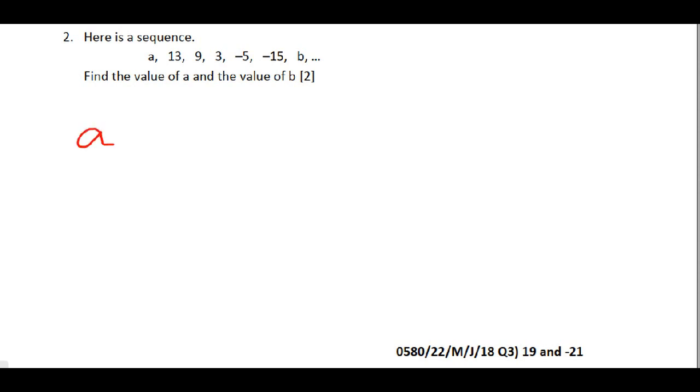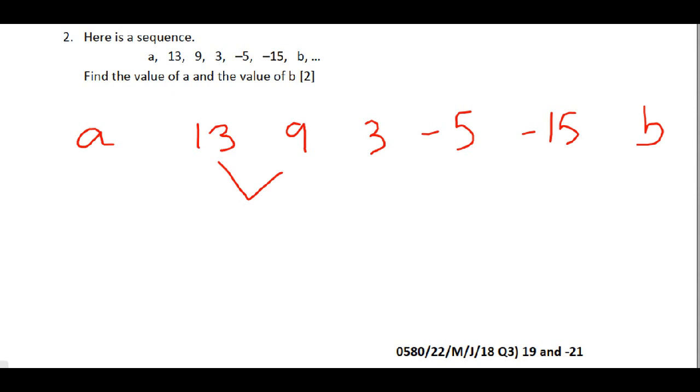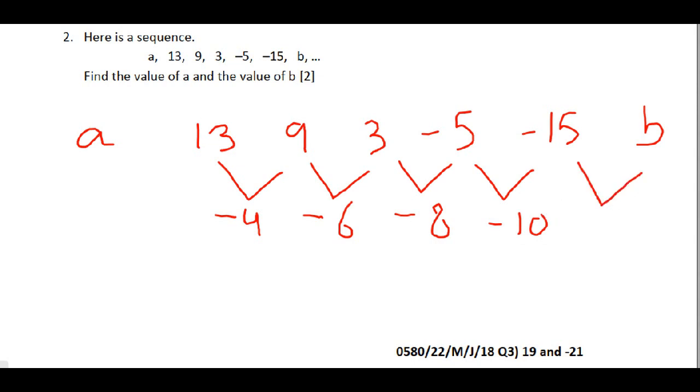Here is a sequence A, 13, 9, 3, minus 5, minus 15, B. Find the value of A and B. First we need to see what is the pattern being followed in this sequence. Let's see how this 13 is changing into 9 by subtracting 4 from it, right? How is this 9 changing into 3 by subtracting 6 from it? How is this 3 changing into minus 5 by subtracting 8, then by subtracting 10? Which means to get B we have to subtract 12 from it.